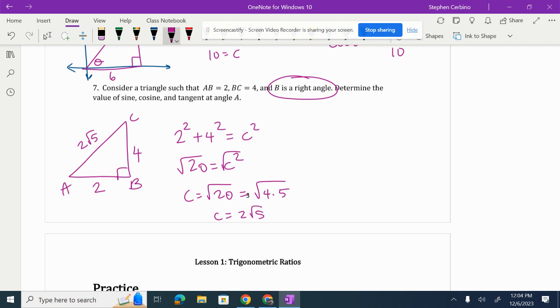Now, I want to know the sine, cosine, and tangent of angle A. So angle A is here. That's kind of like my theta. So this is my opposite. This is my adjacent. And this is my hypotenuse.